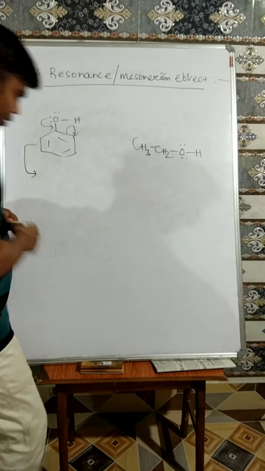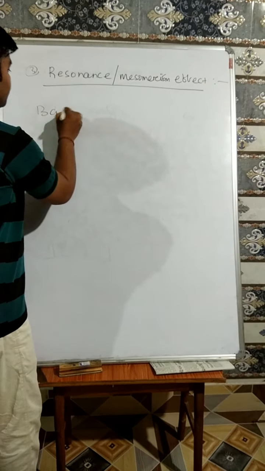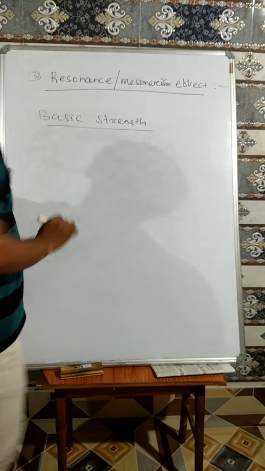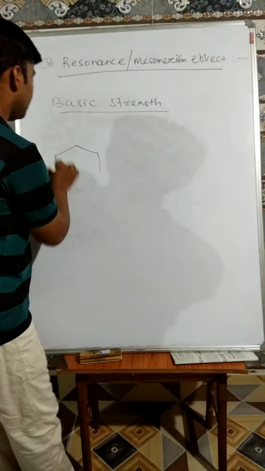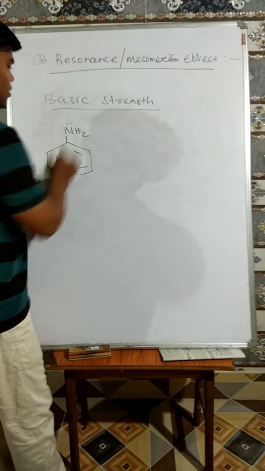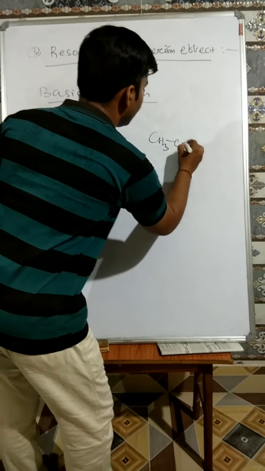Resonance effect also explains the basic character, the comparison of basic strength of the compounds. Suppose basic strength of the compound. Suppose you say aniline, and this is the structure of aniline, and suppose ethylamine. In aniline, resonance effect can be applied.